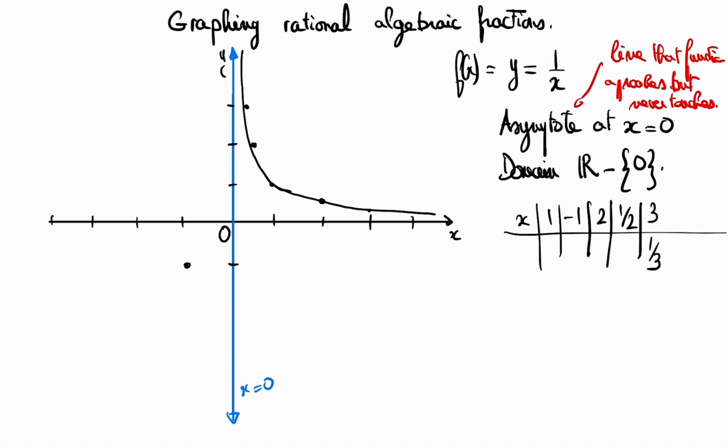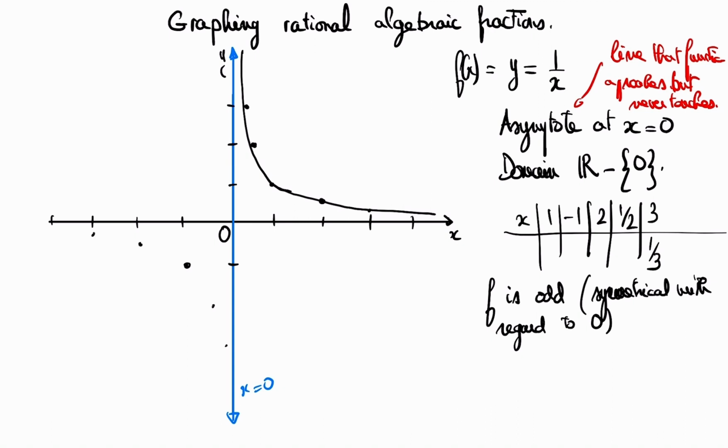Right, and then the function f is odd, so therefore it means that the graph is symmetrical with regard to the origin. So okay, it's easy, it's going to look like that.